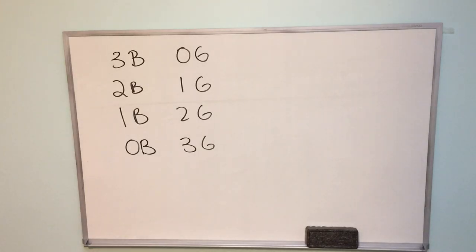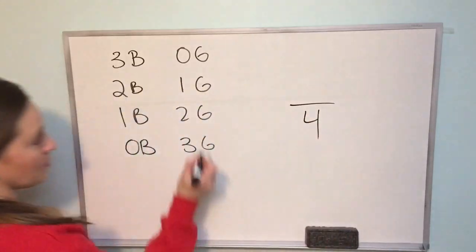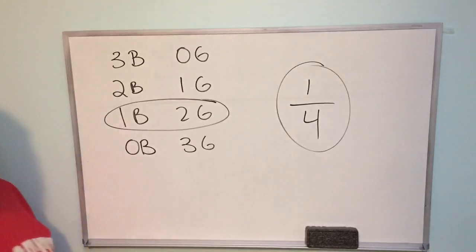So they want to know randomly selecting a 3-child family with exactly 2 girls. Well, you have 4 total options, but only one of them has exactly 2 girls. So the answer for that one is 1 out of 4.